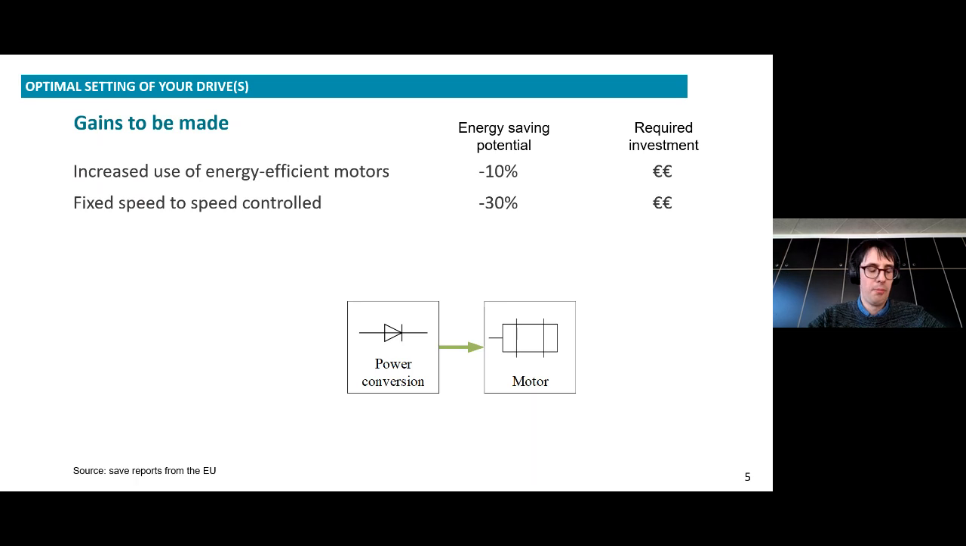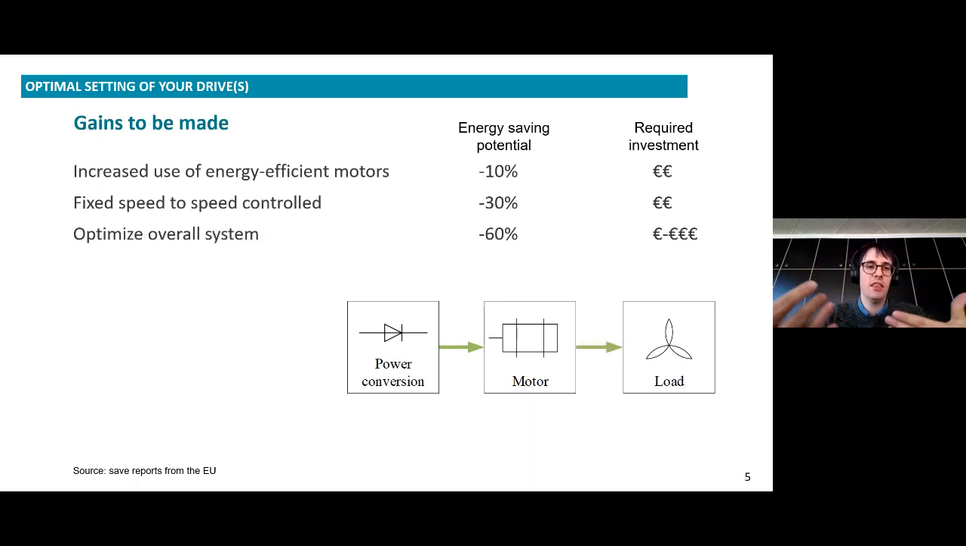But the most important thing to be done in such an overall system is to optimize the overall system. That is to use the knowledge of your load in the design and control of your power conversions and motors. And by optimally doing that, you can save up to 60%. And depending on the conditions, of course, the required investment can be significantly higher. An example of such an overall optimization is to optimally control a pump for the flow that is required, for example.